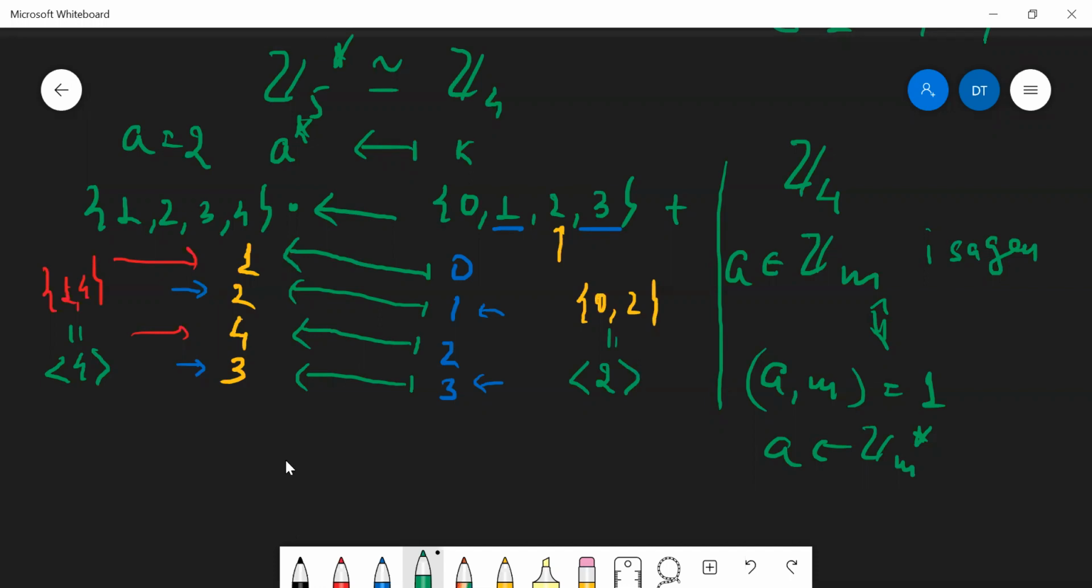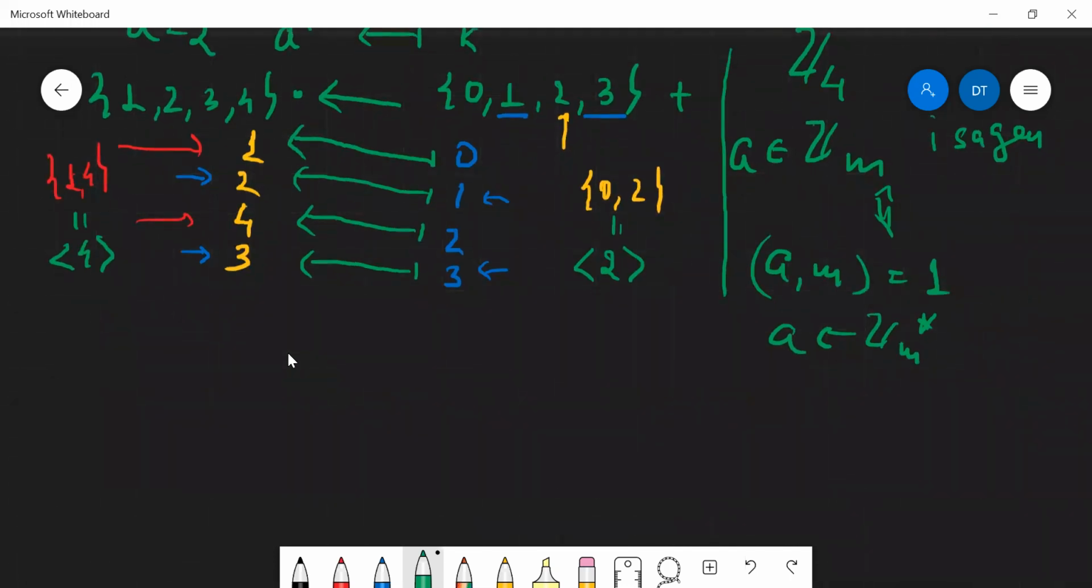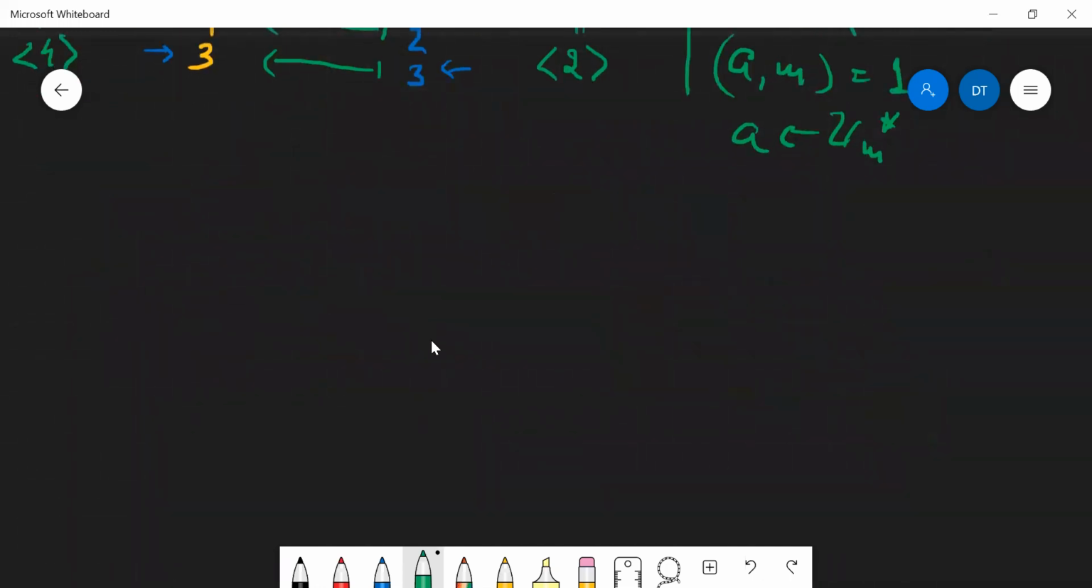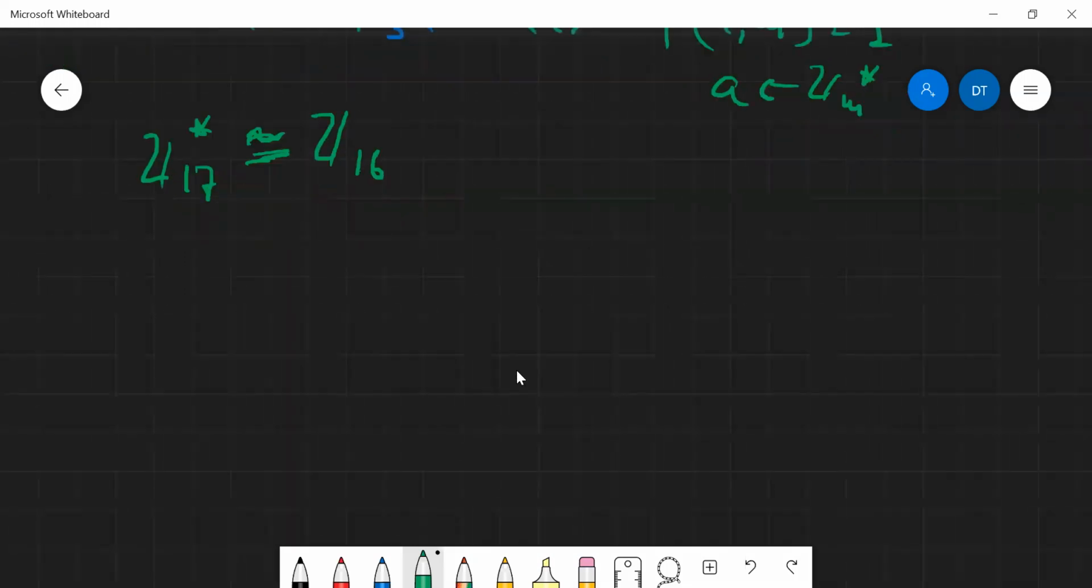Well, let's try to compute some generators for another group. Let's try Z17 star, which, since 17 is a prime number, is Z16. I want to show you some additional piece of information. So what are the elements of Z17? These are the numbers from 1 to 16.